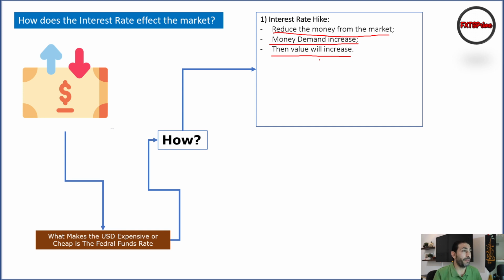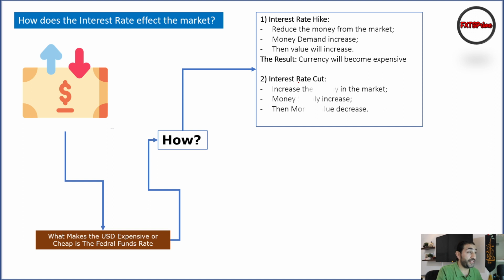I'm going to have the value for that increase. The US dollar will be increased, or the currency will be increased. So now, the result of that, the currency will become expensive. If I raise the interest rate, the currency will become expensive. So vice versa, if I cut the interest rate, I'm going to have the other way around.